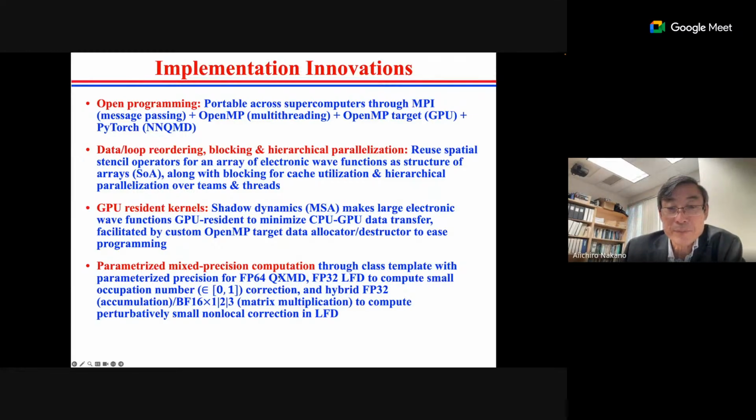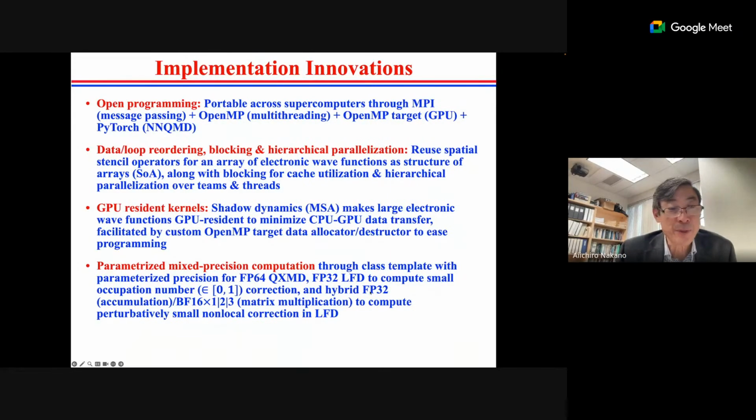So now we also use parameterized mixed precision computation through class templates: FP64 for quantum excitation molecular dynamics, and FP32 for local field dynamics to compute small changes in occupation number.